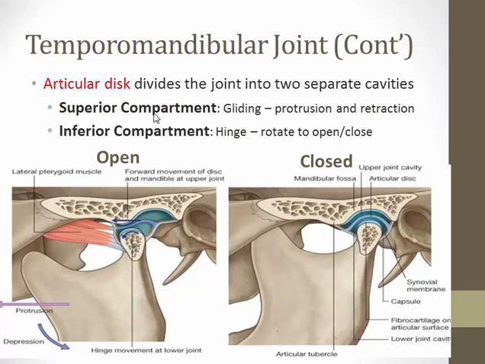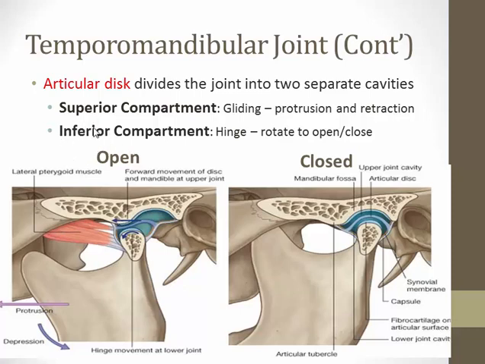Over the superior compartment, the motion that you have is a gliding motion, so gliding forward and gliding back. If you protrude your lower jaw forward or back, all this gliding motion is happening over here, over the superior compartment.